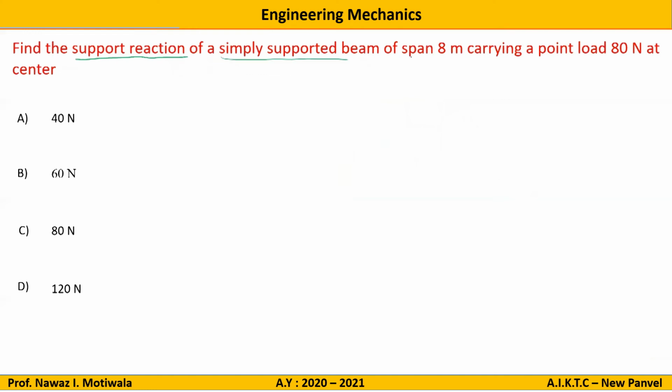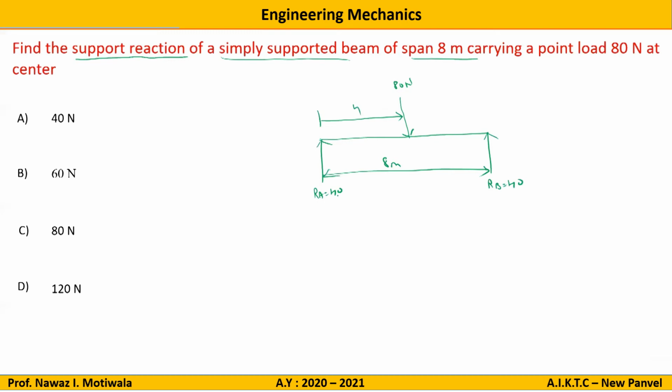Find the support reaction of a simply supported beam of span 8 meters. Okay, so I will make a simply supported beam of span 8 meters carrying a point load at the center. Okay, so this is the center, 80 Newton. Just now we have gone through the concept that if it is symmetric loading, then reactions will be equal. So if it is 80, this will be balanced by both the forces, like RA will be equal to 40 and RB will be equal to 40 because it is exactly at the center. So RA 40, RB will also be 40. Answer will be option A without solving.